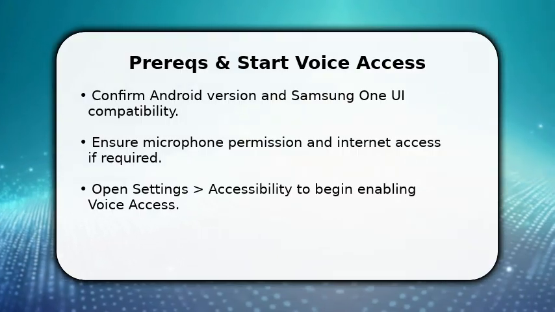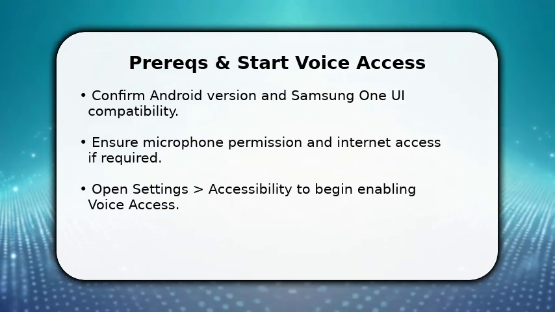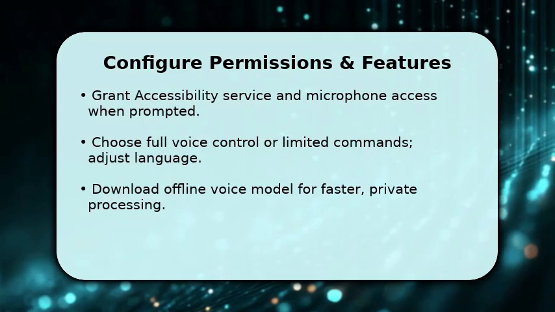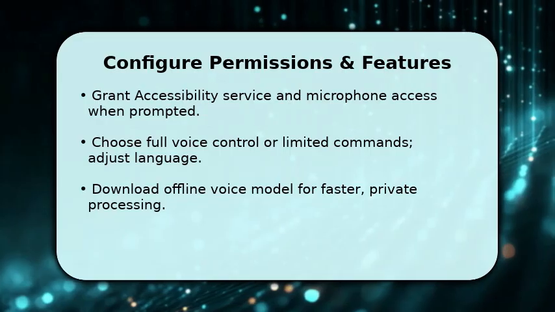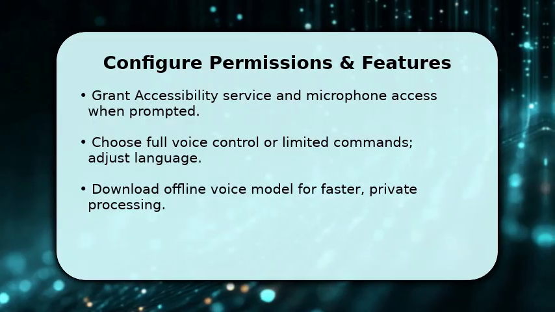Start the Enable flow here. The phone will prompt for voice training and accessibility access in the next step. Once voice access is selected, grant the accessibility service and allow microphone access. This lets voice access send commands to the system.